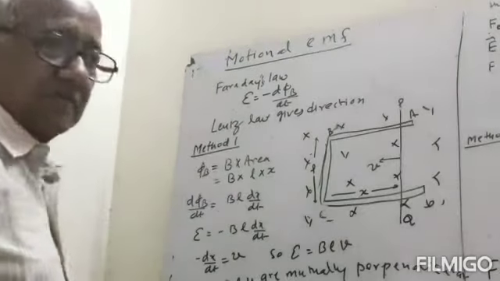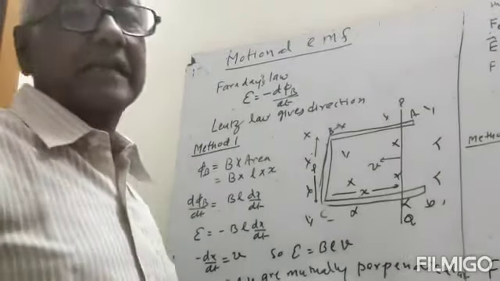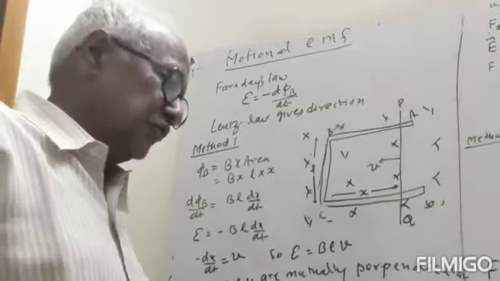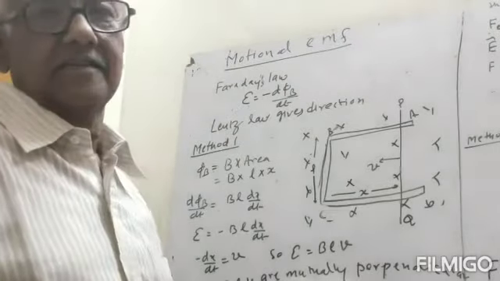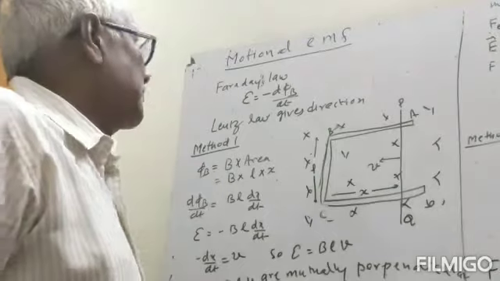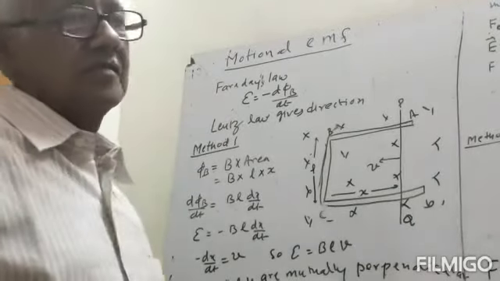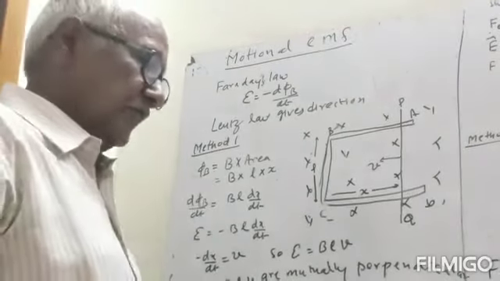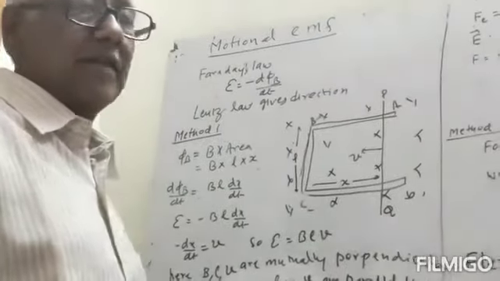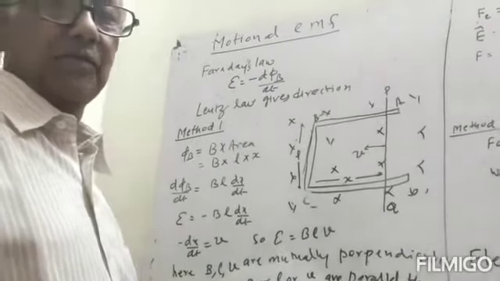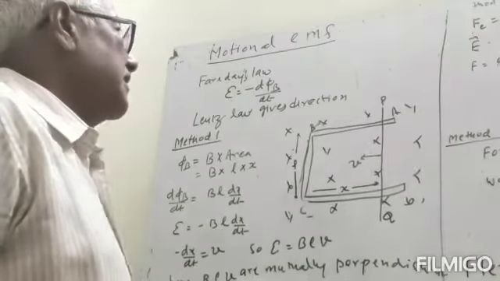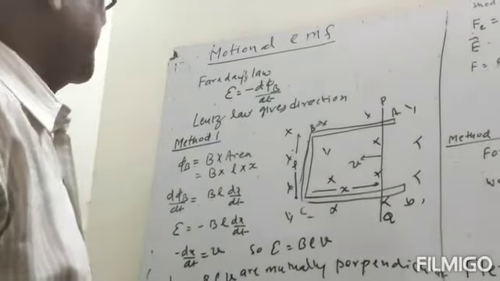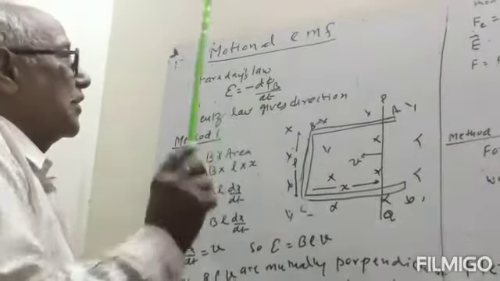Motional EMF. Now, motional EMF is EMF which is produced due to the motion of a conductor. Now, we know Faraday's law. According to Faraday's law, when there is a change of magnetic flux, then EMF is produced. And the EMF is the rate of change of magnetic flux.